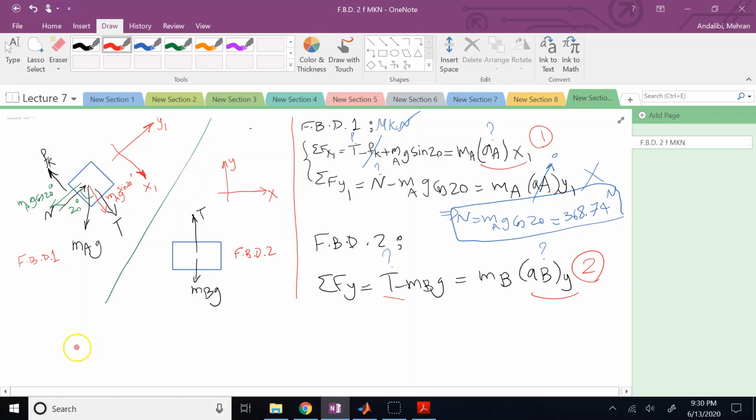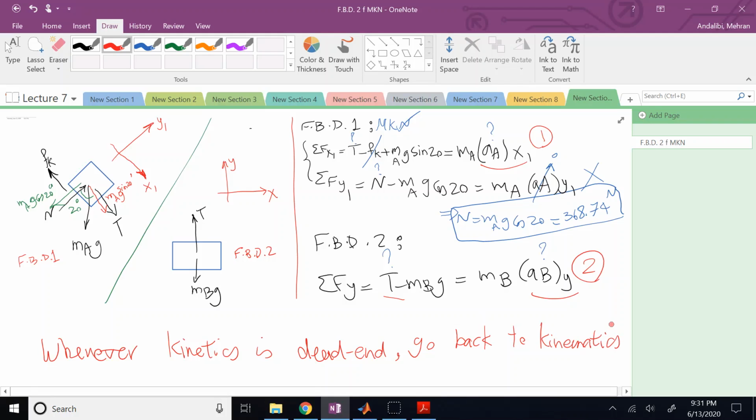And again, I write one of my other important notes: whenever kinetics is a dead end, which means you cannot get enough equations, go back to kinematics. Go back, see if kinematics can provide you with any hint. Maybe it can give you one of these unknowns or relate them somehow to each other and give you one more equation. And yes, it does.